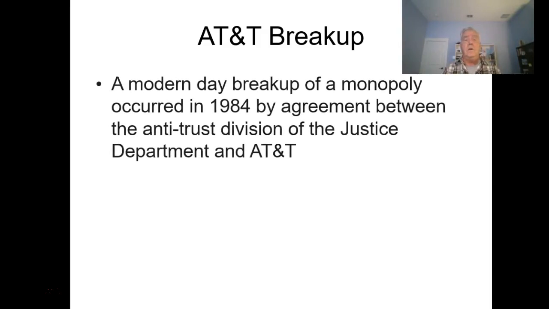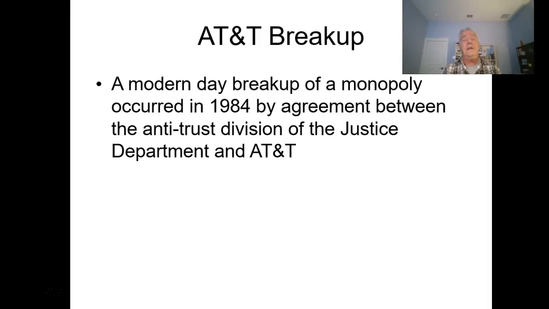Let's go back to the AT&T breakup, which is a classic example of a monopolistic situation. The modern day breakup of AT&T in 1984 was an agreement between the Antitrust Division of the Justice Department and AT&T. This is probably the most recent breakup of a monopoly we've had in this country. The Justice Department's antitrust division handles and investigates these types of things. Of course, AT&T was already in existence, so it was extremely difficult to break it up. But they actually ended up doing it.